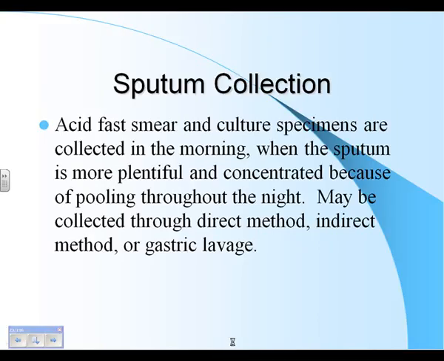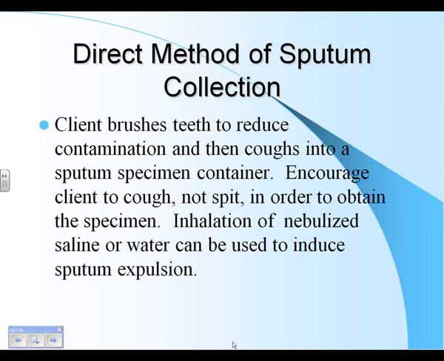There are two different types of methods you can use to collect sputum. You can collect it by direct method. You want to make sure your client brushes their teeth before they give you the sputum sample, because you want to prevent contamination from the bacteria that has grown in the mouth overnight. So you go ahead and have them get up and brush their teeth. Then they need to cough a deep cough from using that diaphragm, a nice big deep cough, so that they cough up from deep within the lungs. Place it in the container.